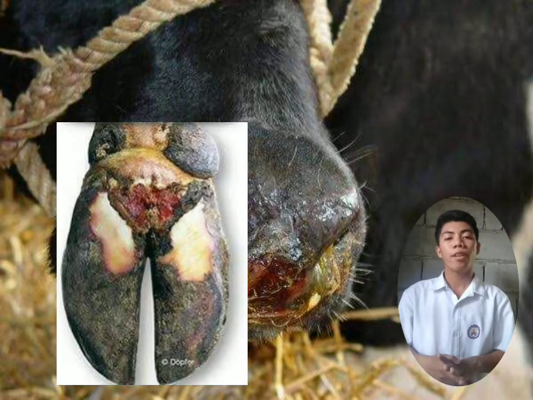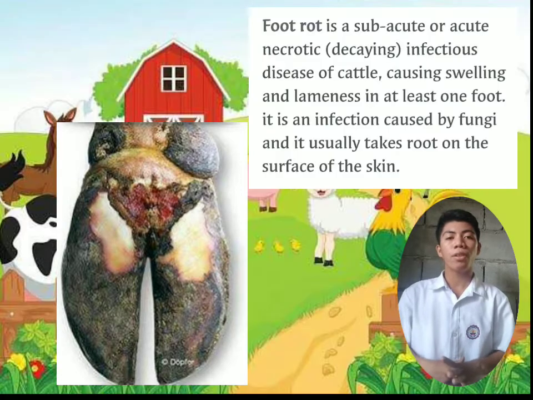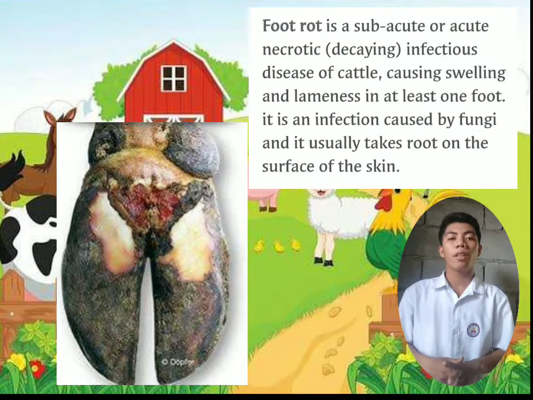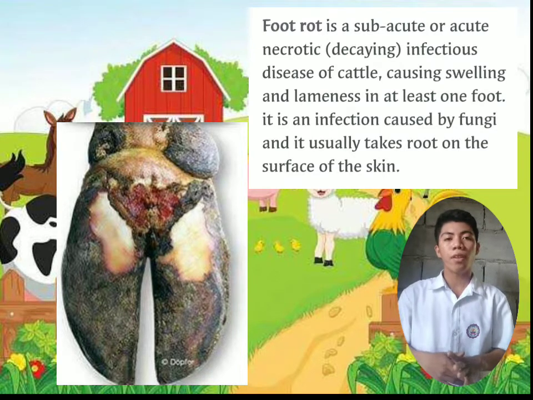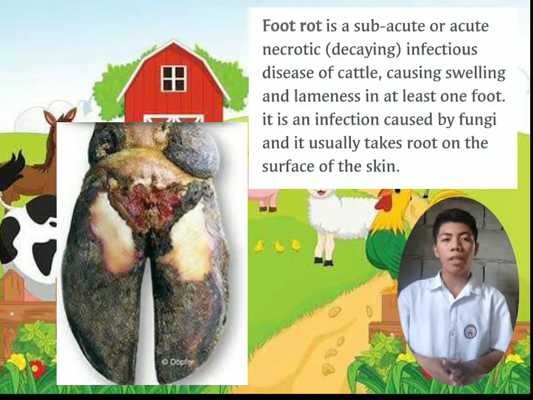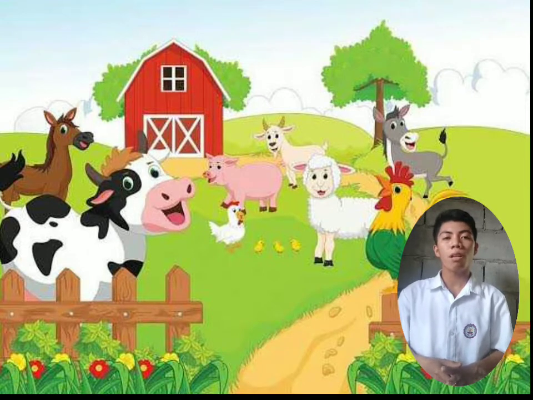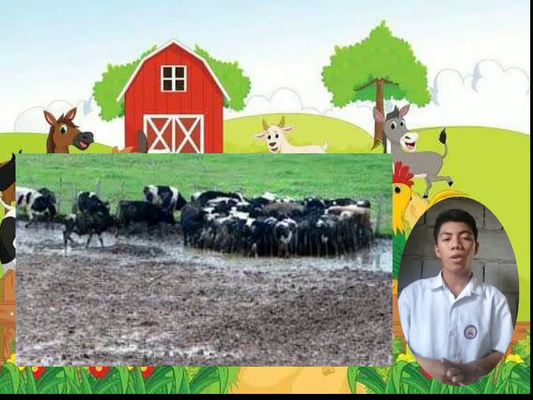So what is foot rot? Foot rot is a subacute or acute necrotic or decaying infectious disease of cattle causing swelling and lameness in at least one foot. It is an infection caused by fungi and it usually takes root on the surface of the skin. It can be obtained when pasture cows are forced to walk in the mud to get water.